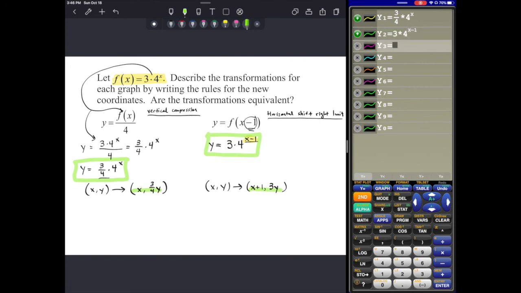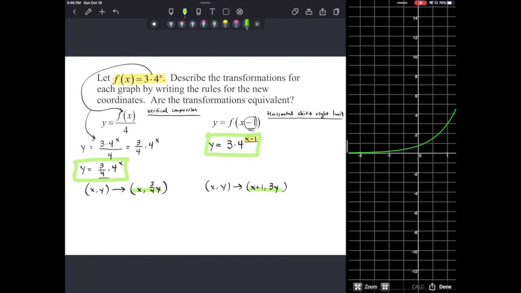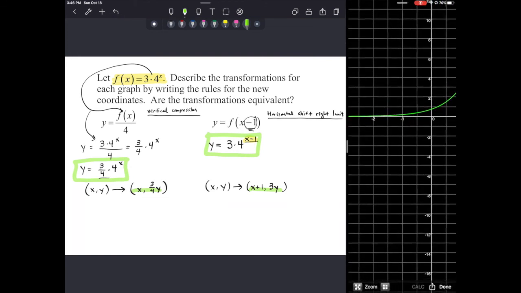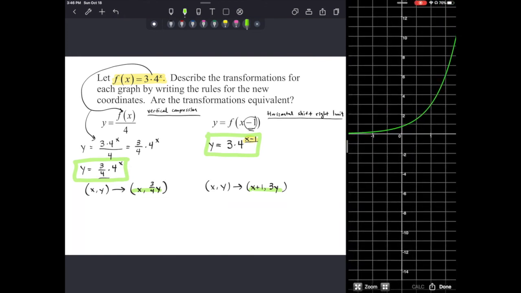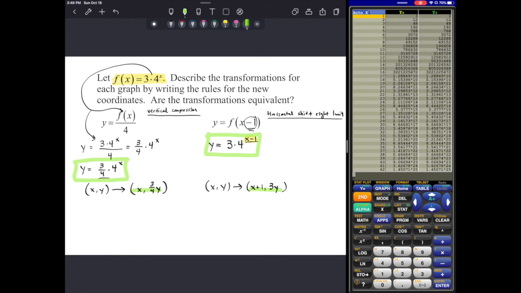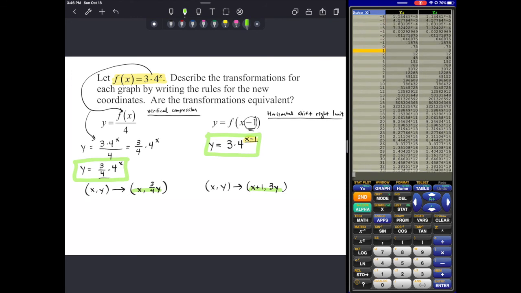Okay, so let's see what happens. We graph it and you see there's only one function, so that means they might be equivalent. Let's confirm it by looking at the table. You see here all of our outputs. Remember, this left column is all my inputs, and the middle one would be for one function, and the one on the right would be for the other function. So you see that these values all match up in the middle column and the right column, which means, yes, these transformations would be equivalent.